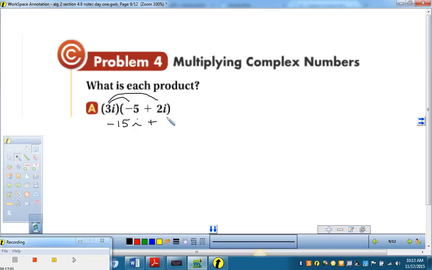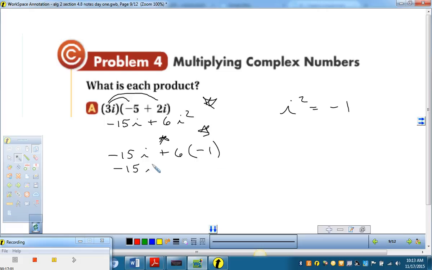plus, not just 6i, 6i squared. Put a big star here. Here is the one thing you need to remember. What is i squared equal to? Negative 1. i squared equals negative 1. So when you have an i squared in your answer, you're not done yet. This will be negative 15i plus 6 times negative 1. So negative 15i minus 6. Which generally we put the real one first. Negative 6 minus 15i.